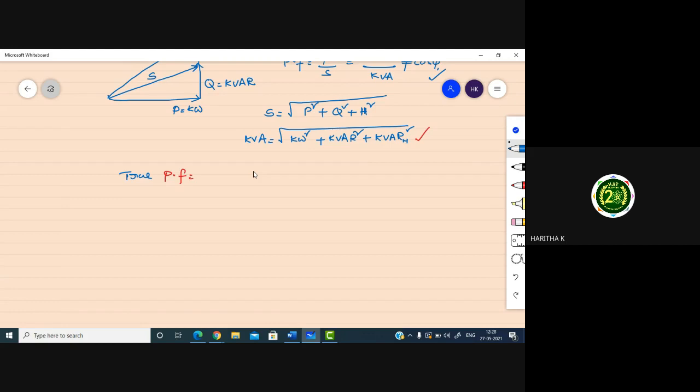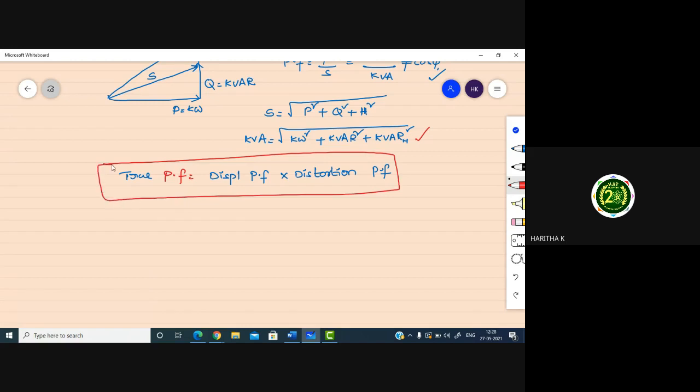It is not equal to cos phi for non-linear loads, but it is a product of displacement power factor into distortion power factor. In case of linear loads, this distortion power factor will not be there. Directly the displacement power factor is the total power factor in case of linear loads. But here, in case of non-linear loads, it is the product of these two. So now what is meant by the displacement power factor and what is meant by distortion power factor?